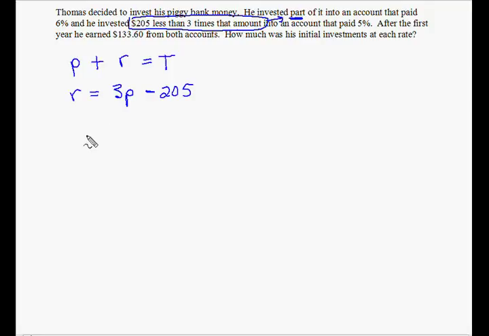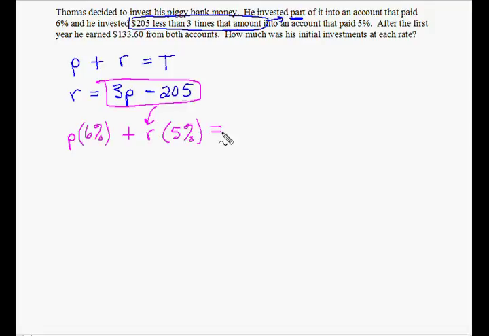So now let's try and include the interest rates. The part of his money was invested at 6%, so P times our 6%. The rest was invested at 5%. So we need to do a couple of substitutions here. We're going to take this information about R and put it into the equation. And we need to know what the interest was paid at the end. After the first year, he's earned $133.60.